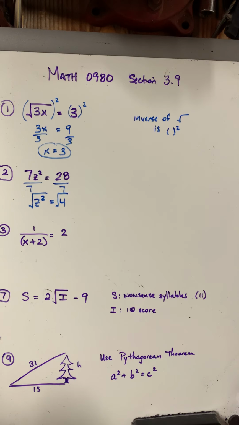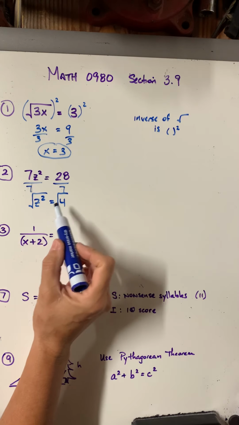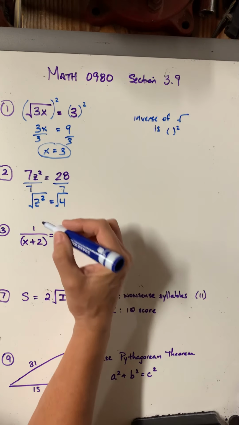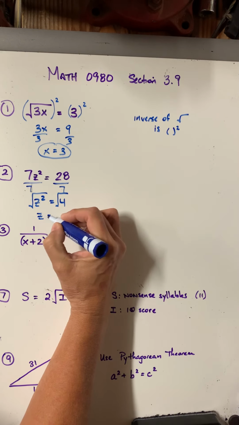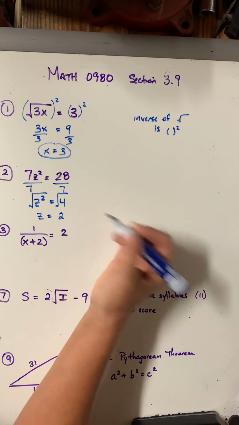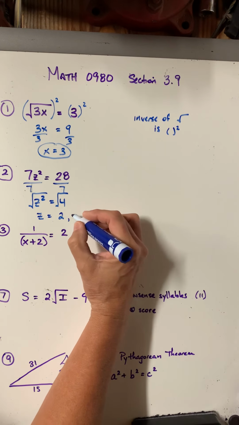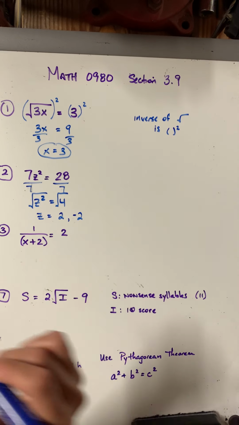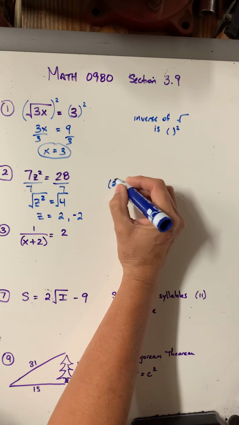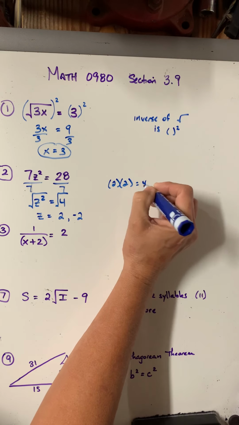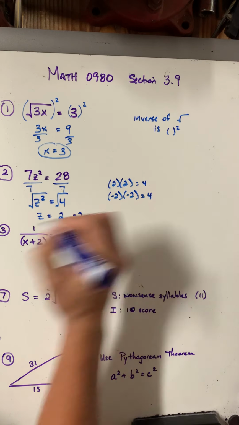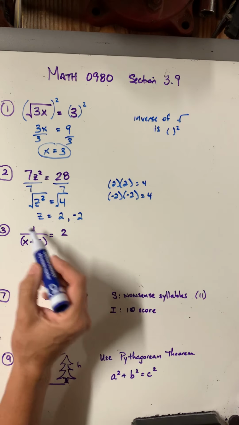Something to be aware of: if you are the one to put the square root there, then you have to account for the fact that there are 2 square roots of 4. You could have 2, because 2 times 2 is 4, but you could also have minus 2, because negative 2 times negative 2 is 4, right? 2 times 2 equals 4, but negative 2 times negative 2 also equals positive 4. So we have 2 answers.